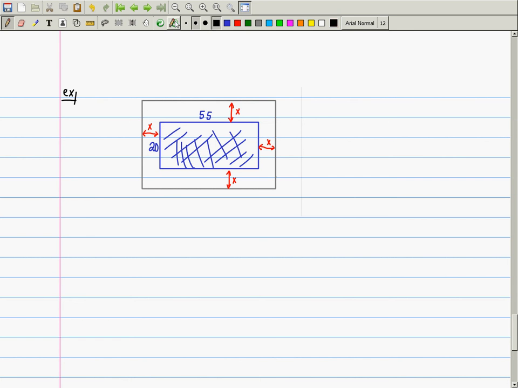So the final piece of information that we know is that the area of the concrete is 400 square feet. I'm not really interested in units. It's 400. Okay. We need to find the width.